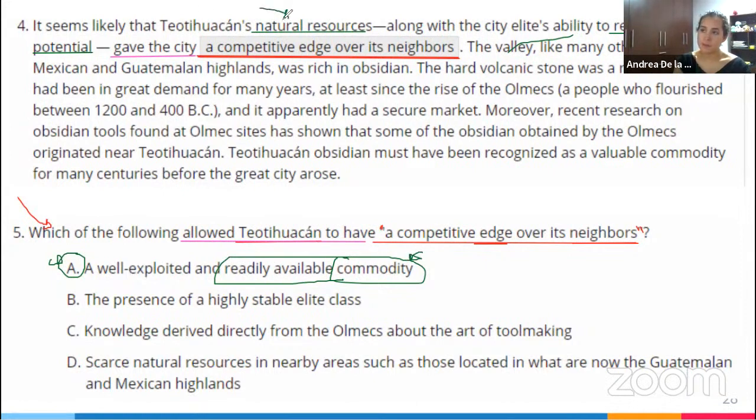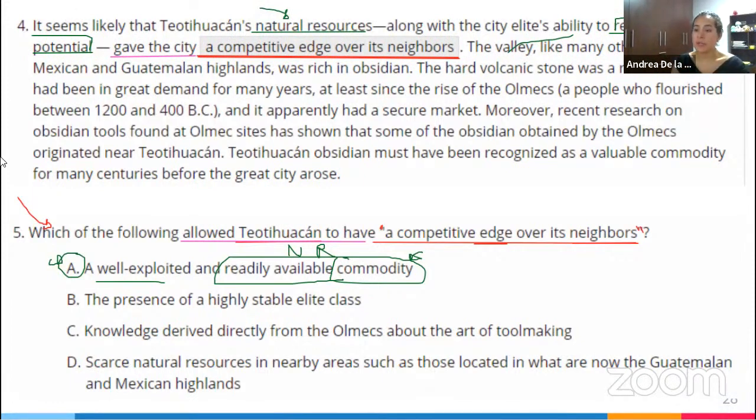It was a natural resource. So it was a readily available resource. It was a readily available commodity, the natural resources they had. So this is basically just a synonym for natural resources. And when they say well exploited, they obviously mean that they had the ability to recognize their potential. What does it mean to recognize the potential of something? Exploiting that potential, right? So what gave them the competitive advantage is that they not only had the resources, but they exploited them well. They knew the potential and they exploited that potential.